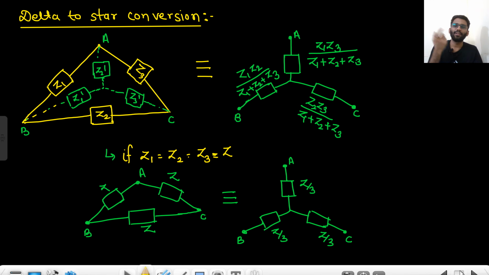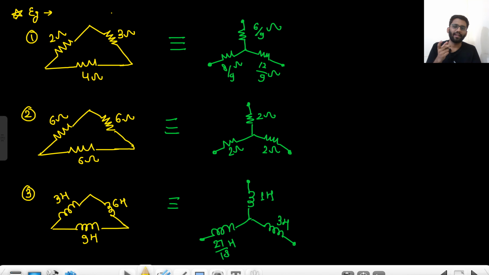Then we went to delta to star conversion. So for delta to star conversion, we are getting into it, so formula should reduce. So formula is smaller here. So it is multiplication of these two divided by addition of all. Multiplication of these two divided by addition of all. So this will work only for inductor and the resistance.